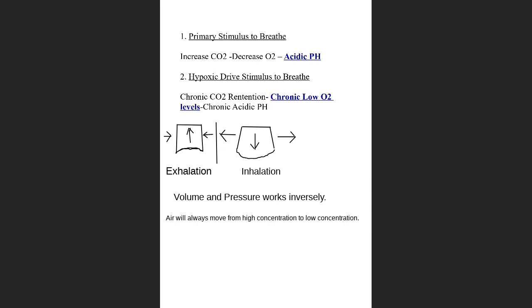The hypoxic drive will only respond to low oxygen levels. So that is what is allowing this person to breathe, low O2 levels. So what it means in theory is if this patient is given high flow oxygen, in theory, they can stop breathing if they are relying on their hypoxic drive.